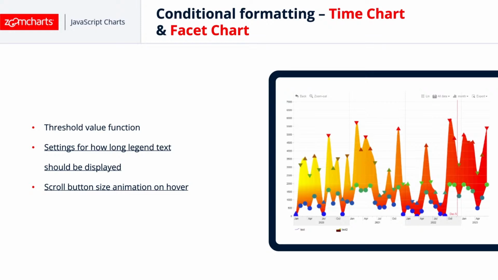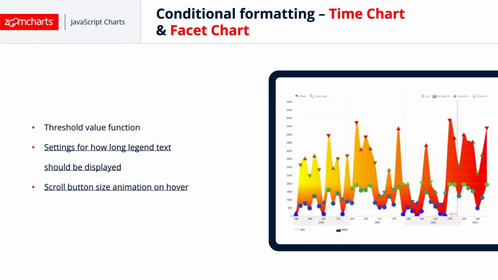Now, just like with the time chart specific features, I'm going to briefly go over the menu of all the different points that we're going to talk about here. And then I'm going to show you a demo of what these look like in action, so you can really get the idea of what they are and what they're there for. So, the first few features we have here, we have the threshold value function, which lets you customize how the threshold is displayed. We'll talk about that very shortly. We have settings to control how legend text is displayed, and you may have even noticed this in the previous demo, but we have scroll button size animations.